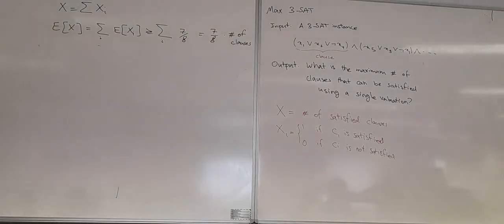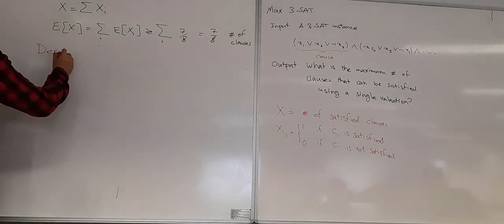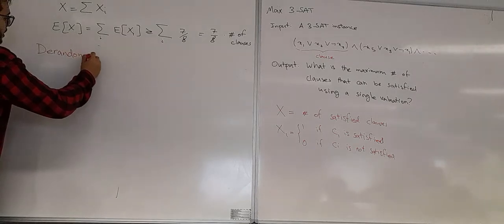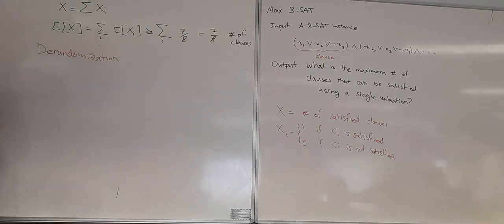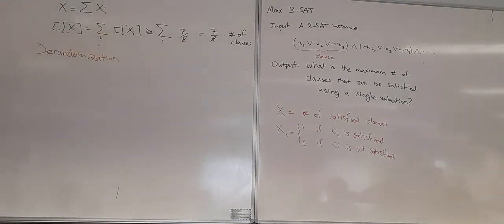But I want to use this to go into a topic that we will cover in more depth later, and that's the topic of de-randomization. The idea of de-randomization is that you have some randomized algorithm, and you want to somehow use the ideas in that randomized algorithm to get a deterministic algorithm. So I have this simple randomized algorithm here. Let's say I want to find a deterministic algorithm that gives me a 7/8 approximation of the number of clauses. Okay? How can I do this?